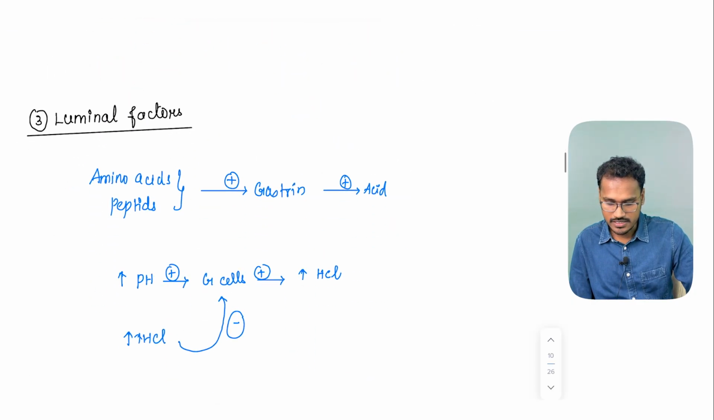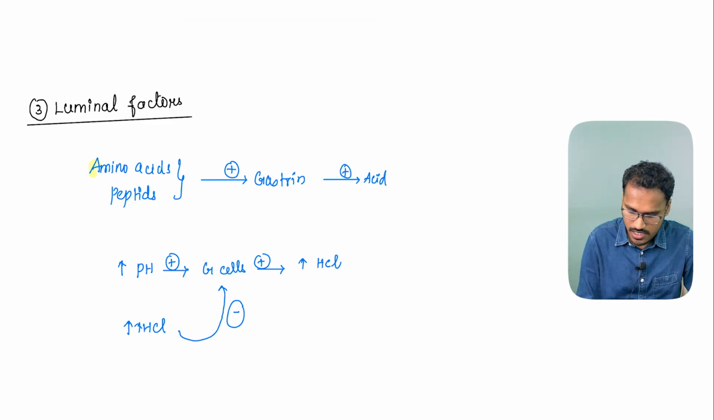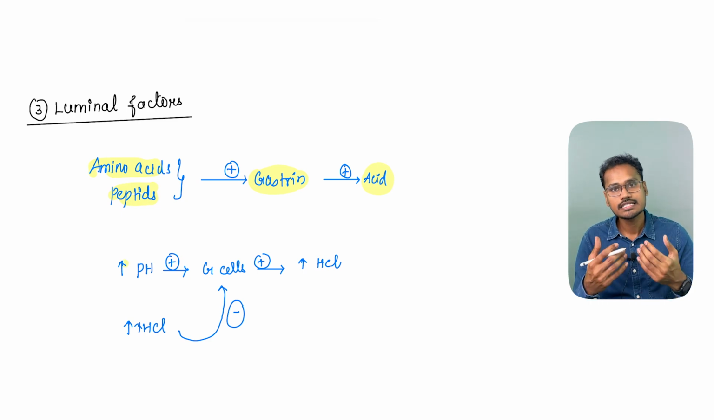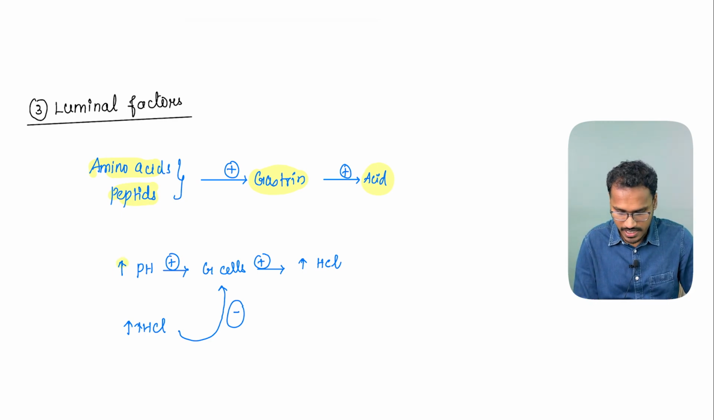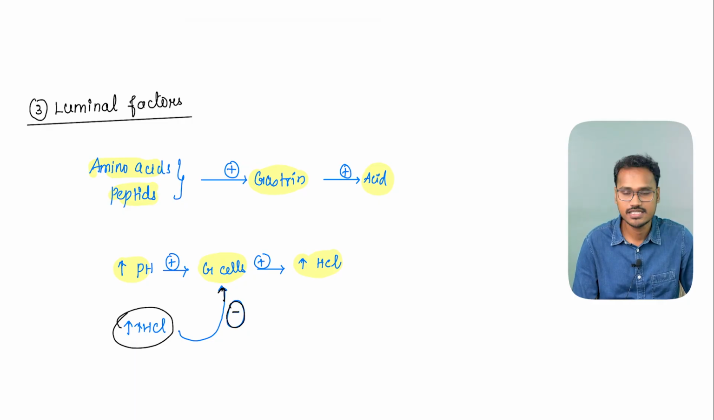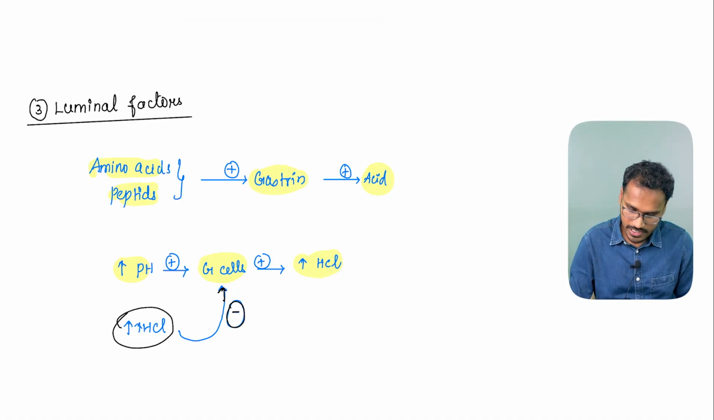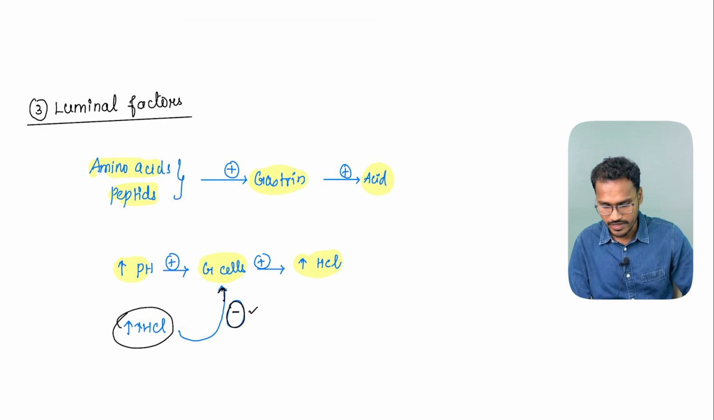Next, coming to the luminal factors. When the food comes in, most of the time the peptides and the amino acids are strong stimulators of gastrin. Whenever there is alkalinity, that is, an increase in pH, that also will stimulate the G cells, which will increase the HCl. And whichever HCl has increased, it goes and inhibits the G cells through a negative feedback mechanism. Suppose more and more HCl is produced. What will they do? They will go back and inhibit the G cells, saying there is already too much gastric juice, don't secrete much. So this is a negative feedback type of mechanism. These are the luminal factors which are influencing.